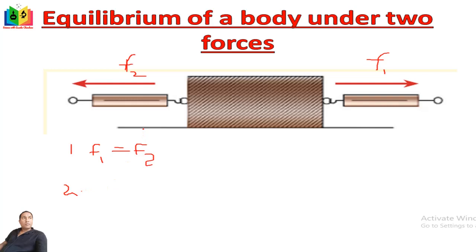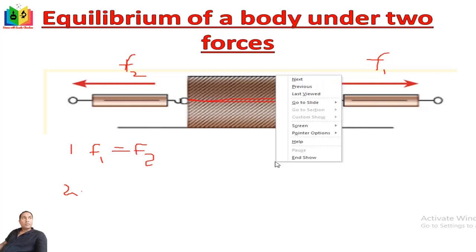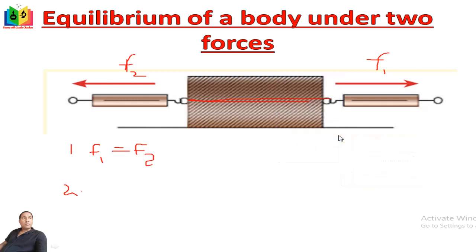The second condition is that the direction of F1 is opposite to the direction of F2. The third one is that these two forces act on the same line, right? Those are the conditions that should be satisfied for an object under two forces, right?